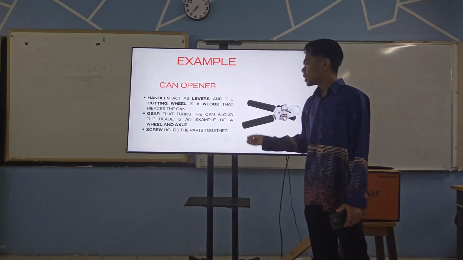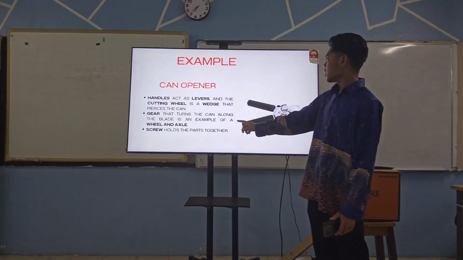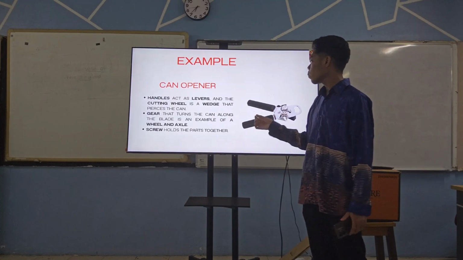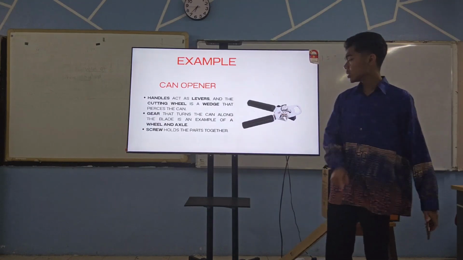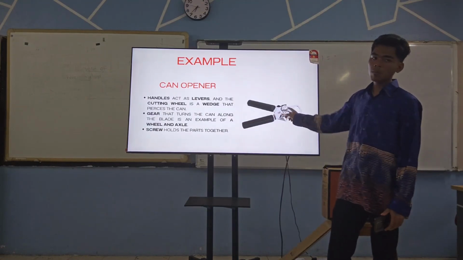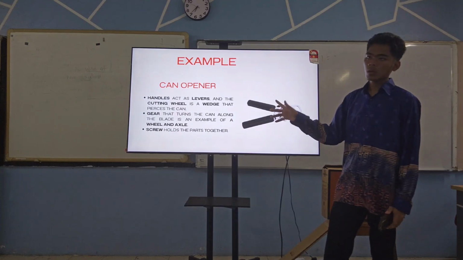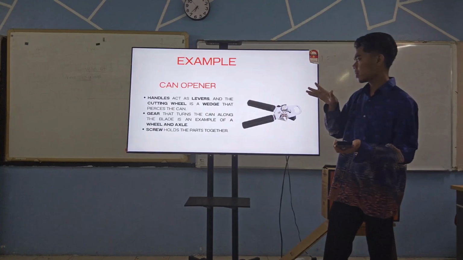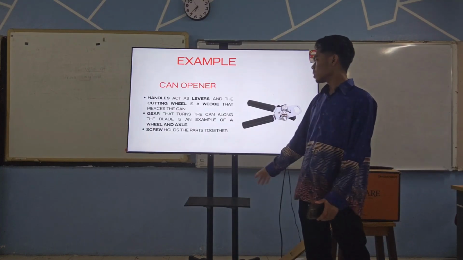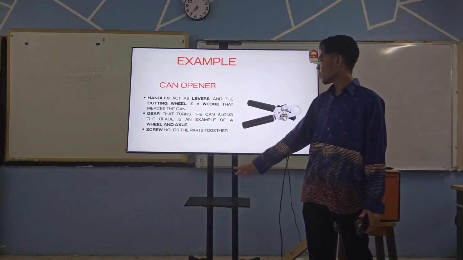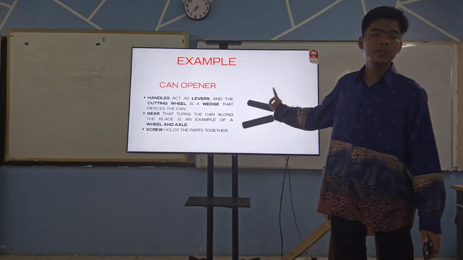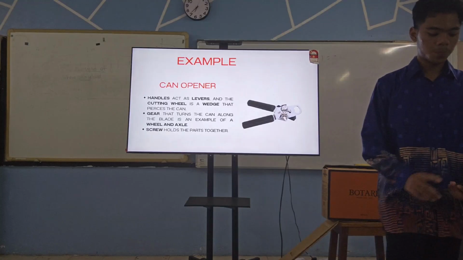And the next one is the gear. The gear turns the can along the blade. It's an example of a wheel and axle. Without the gear, we cannot move the can opener to the front and to the back. And the next one is the screw, which holds the parts together, which is the part that acts as the fulcrum.